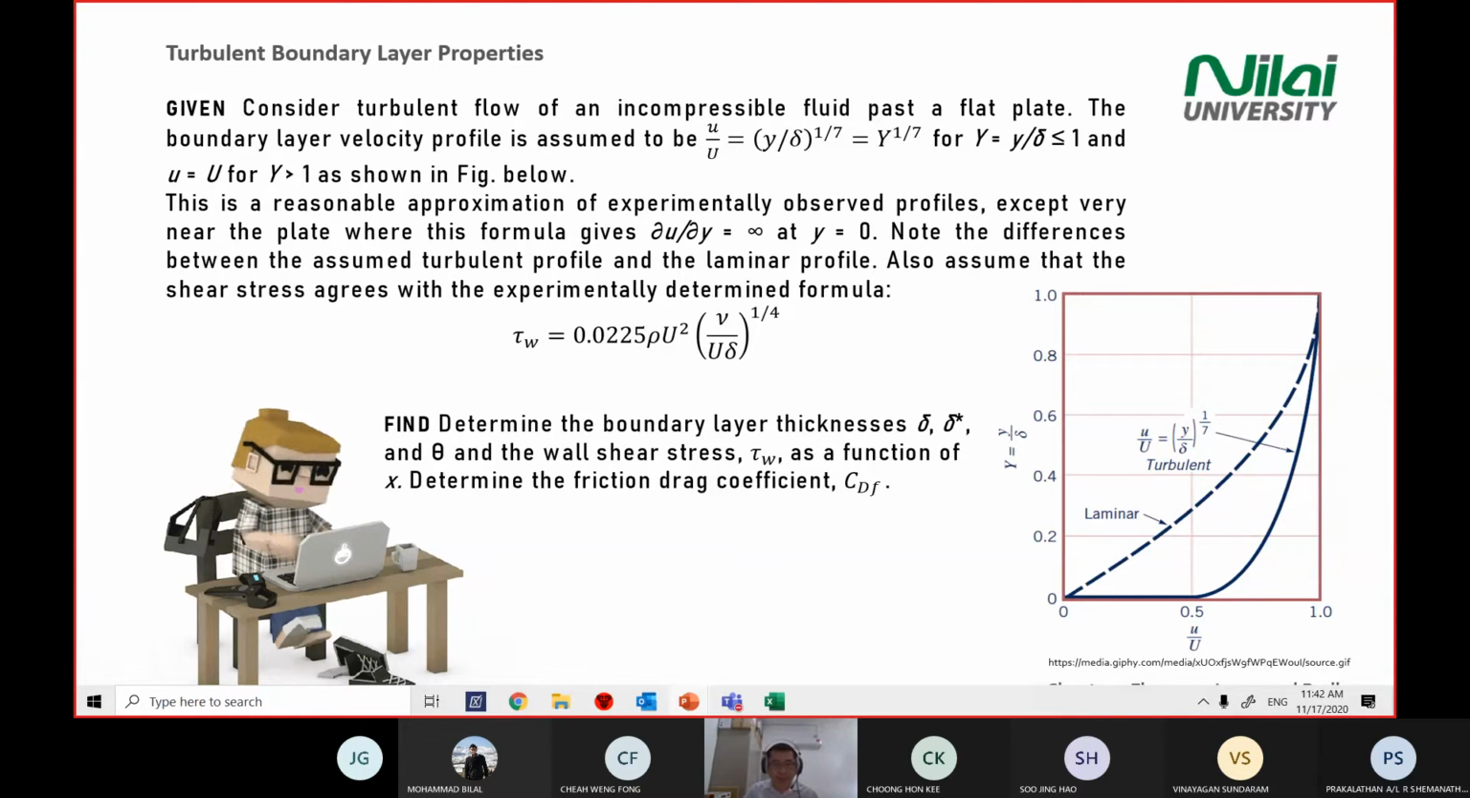All right, and this data is the momentum thickness. The wall shear stress as a function of x, we need to change this one in terms of x later on. Determine the friction drag, we need to find the friction drag coefficient. To find this one, we need to call out the drag equation, and then rearrange the drag equation to find the drag coefficient, which we learned this morning.